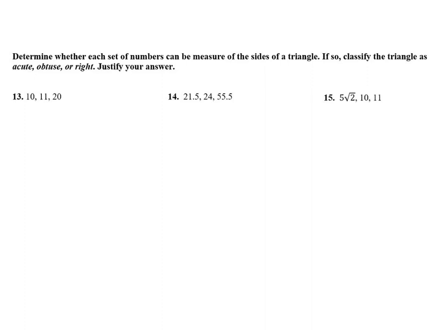On these next three problems, we're asked to classify our triangle. We're classifying by their angles. So we have our three to choose from. And when you're justifying, this is because we're using the Pythagorean theorem converse.